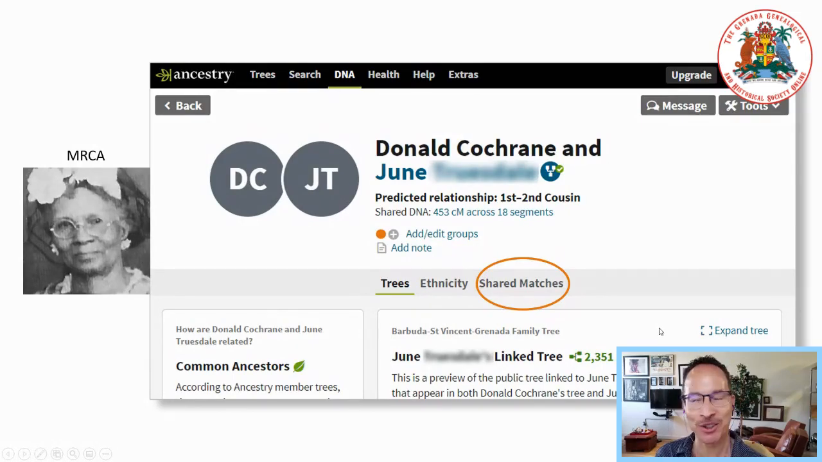The beauty of their relationship is that they are half first cousins. This is the only person that they share in their history. So this is the only grandparent that they both share. That means that anyone who matches both of them also is related to my great-grandmother, which means they have a connection to Kanawha or St. Vincent somehow.